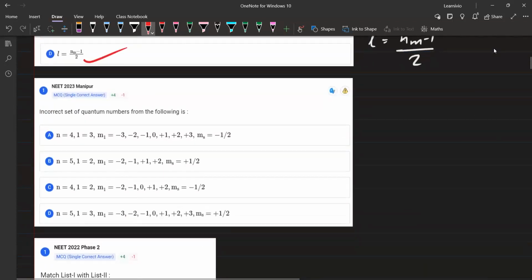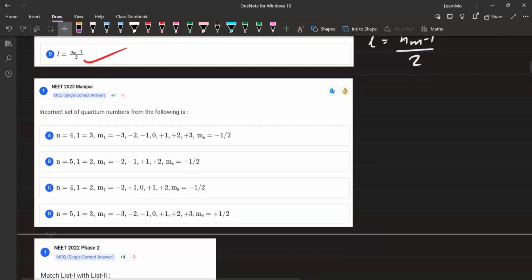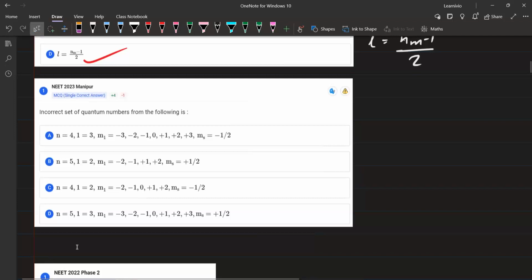Okay, try this one. Incorrect set of quantum numbers. You can expect at least one question from the quantum numbers part. Okay.